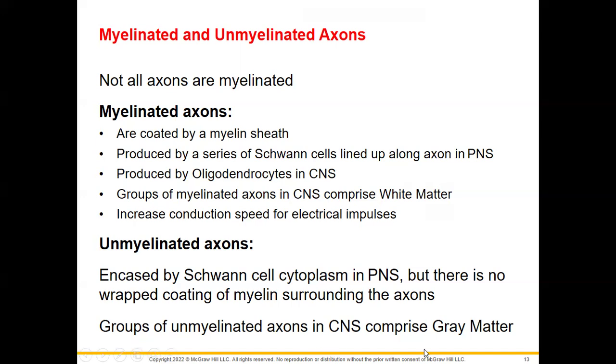So again, you have white matter and gray matter. White matter is white because of the fats and proteins that are around the axons. Gray matter is gray because these cells don't have those fats and proteins. So you're basically just seeing the color of the cells themselves.